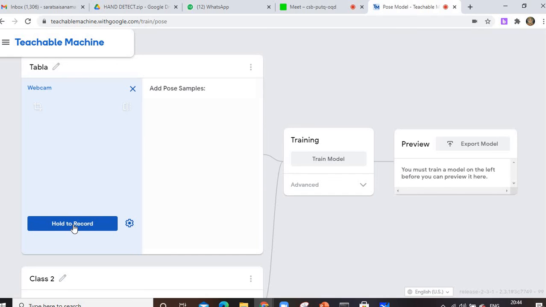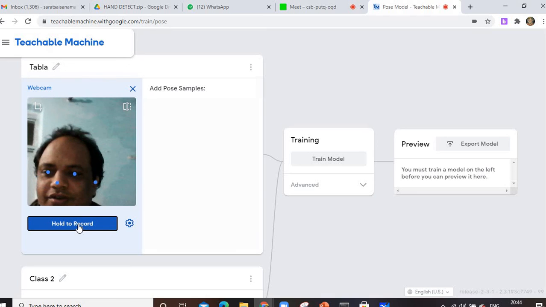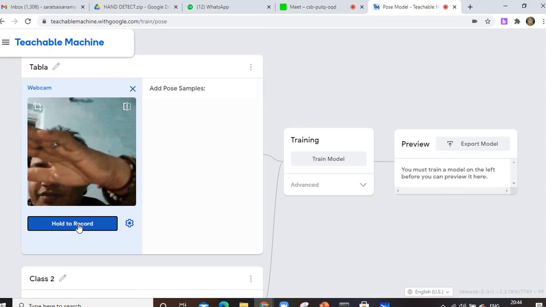One minute it will take. It is just initializing my camera. Just one minute. Yeah, it comes now.